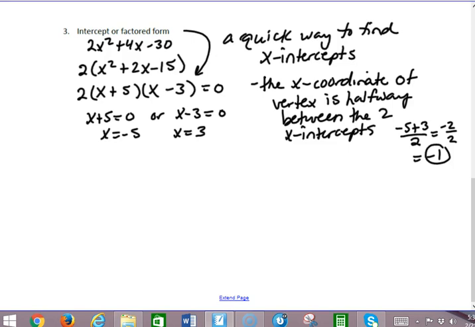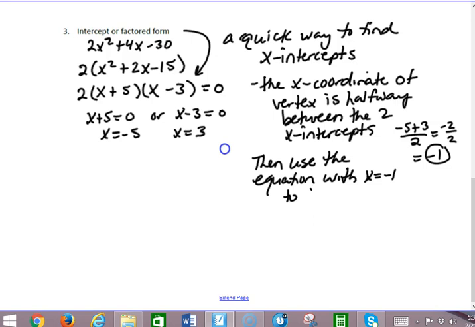So there's the x-coordinate. Then use the equation with x equals negative 1 to find y, so the y-coordinate of the vertex. So this is just basically a summary of the things that we talked about on the worksheet that you did in class together.